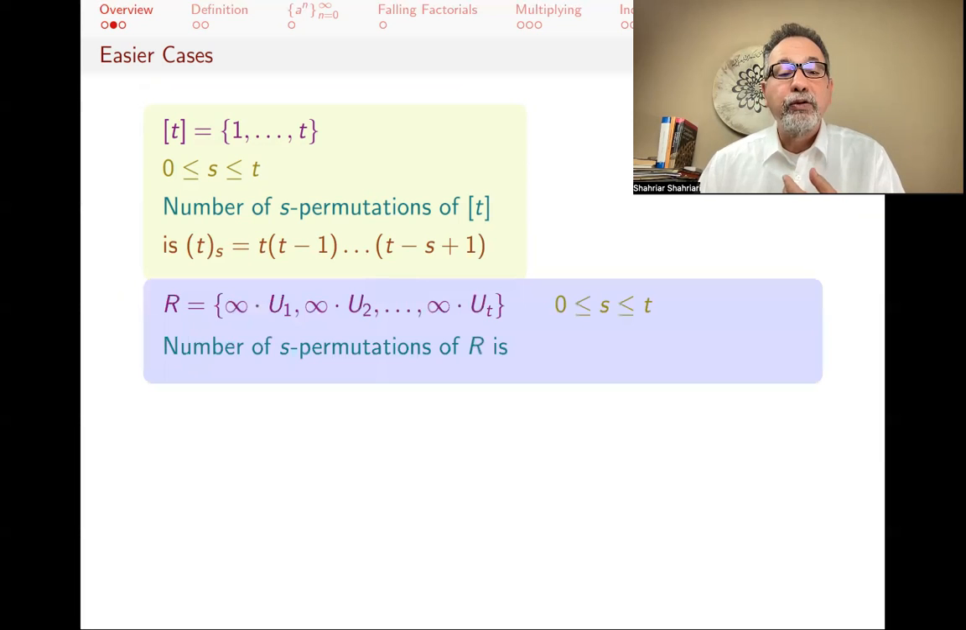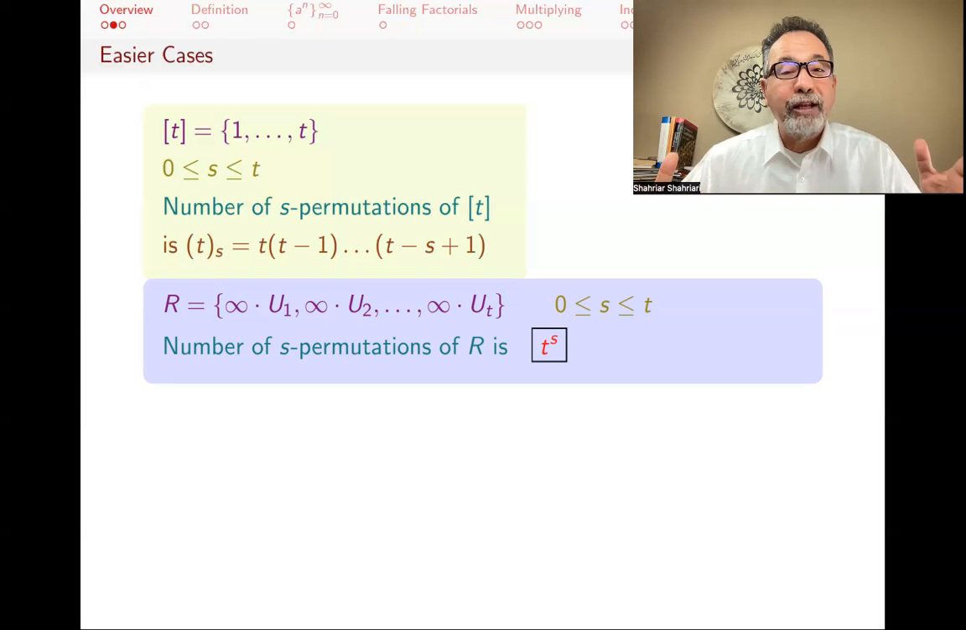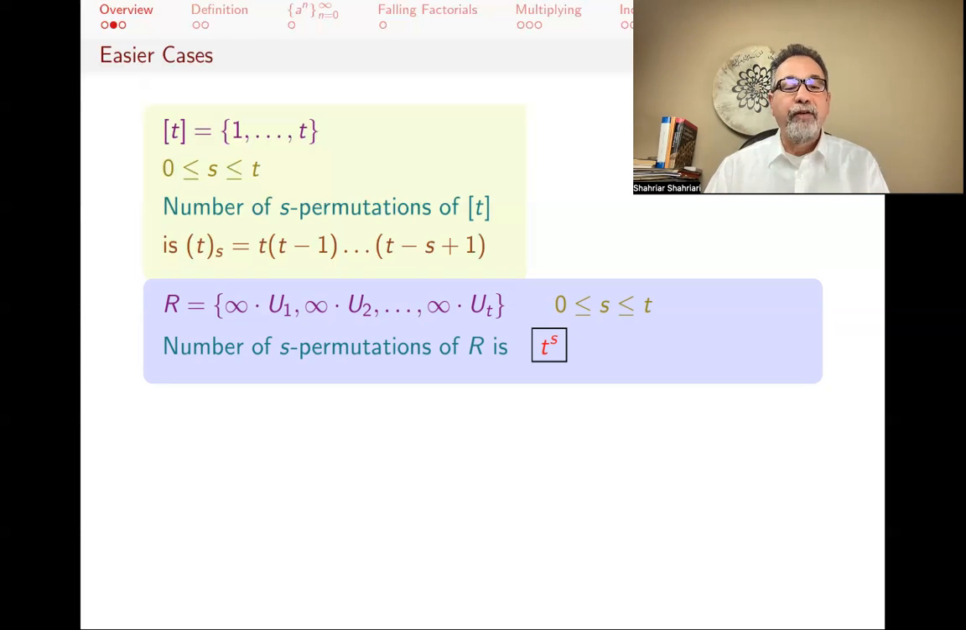In that case, to find the number of S permutations, you have T choices for the first spot, T choices for the second spot, T choices for the next spot. So this is T to the S, because you're never going to run out. And since you're writing a permutation, you could, for example, pick u1 all the time, or any one of them, for your permutation. Again, this would be an easy case where we know the answer.